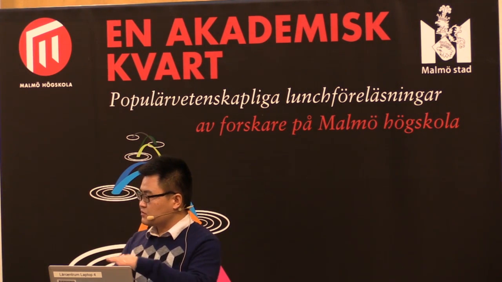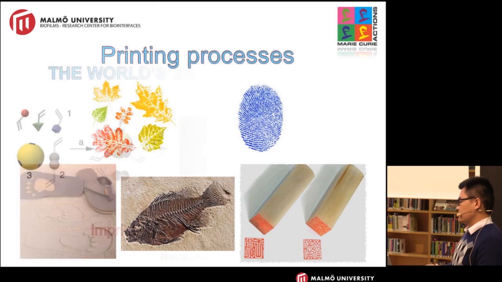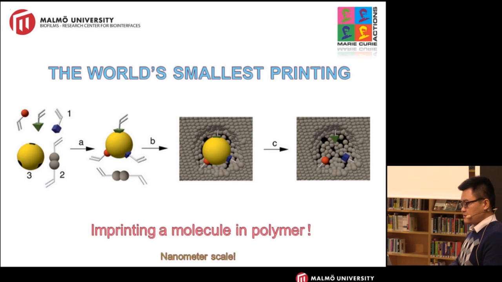So we are doing something different from such printing processes. We're doing the world's smallest printing. We are printing the molecules. Sometimes the molecule is just nanometer scale. A nanometer is one billionth of a meter. It's very small, so we do the smallest printing in the world. When we remove the molecules from the matrix or polymers, we can obtain this kind of smart material with the specific binding site for some molecules.